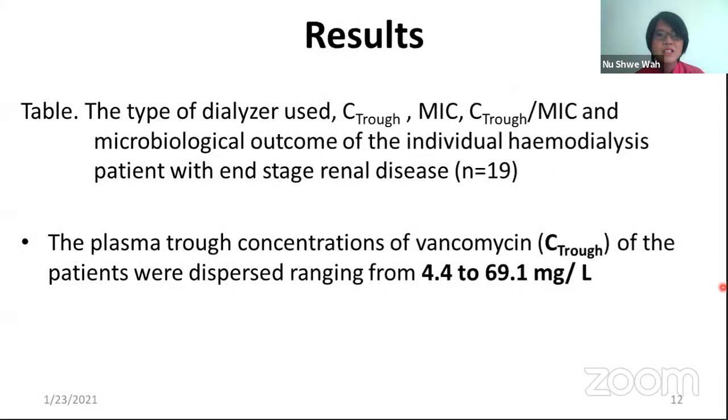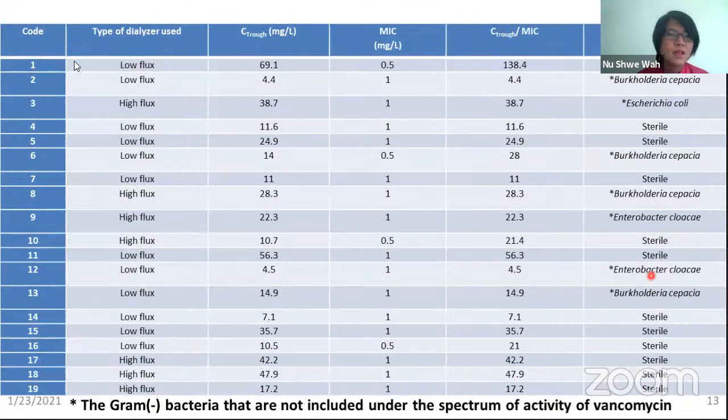The table on the next slide will show the type of dialyzer used, C-trough MIC ratio, and the microbiological outcome of the individual patients. In the second column, it is seen that 12 patients used low flux dialyzers, whereas 7 patients used high flux dialyzers. Regarding C-trough value, dispersions in value can be seen, ranging from the lowest 4.4 milligram per liter to the highest 69.1 milligram per liter.